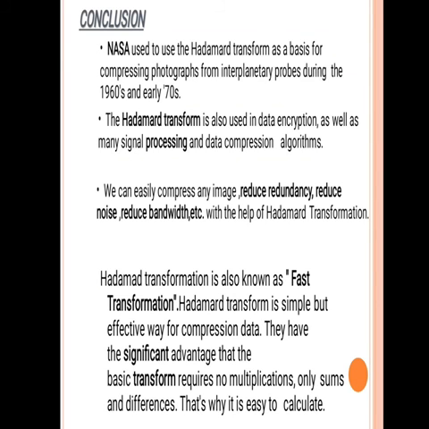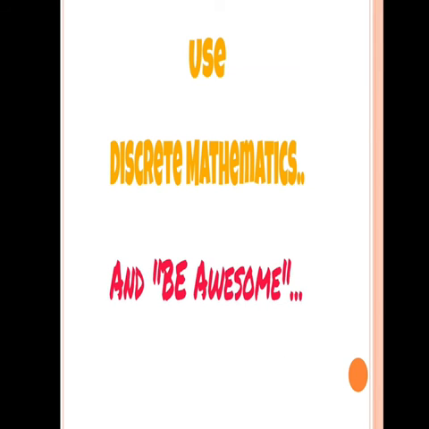Hadamard transformation is also known as a fast transformation. The Hadamard transform is a simple but effective way of compressing data. They have the significant advantage that the basis transform requires no multiplications, only sums and differences. That's why it's easy to calculate. Use mathematics and be awesome. This is the global formula.